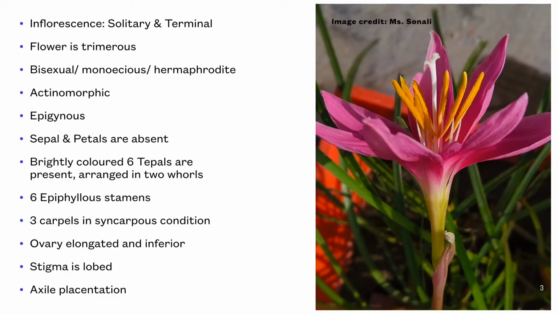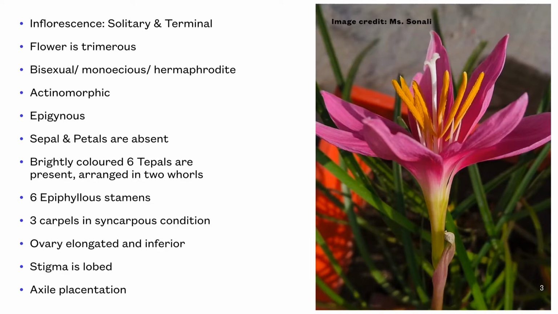The flowers of rain lily exhibit solitary type of inflorescence, that is, the flowers are borne singly and terminally in position. It is a trimerous type of flower, which means all the floral parts are present in number of 3 or multiple of 3. It is bisexual, monoecious or hermaphrodite, that is both the male and female reproductive structures are present in the same flower.